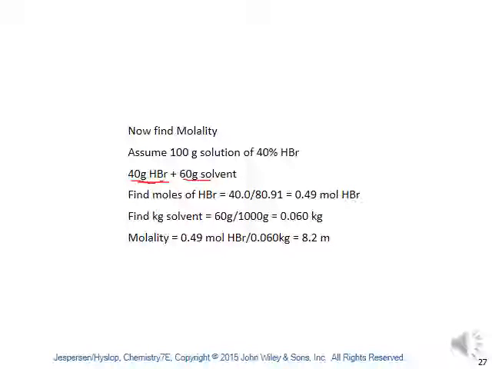So we find out how many moles the HBr is, again 0.49, and then figure out how many kilograms the solvent is. So 60 grams divided by 1,000 will give you 0.06 kilograms. Divide the two and you get 8.2 little m for molality. Okay, so there's a couple sets of problems to help you. I'm going to give you a worksheet where you can do a couple problems like this.